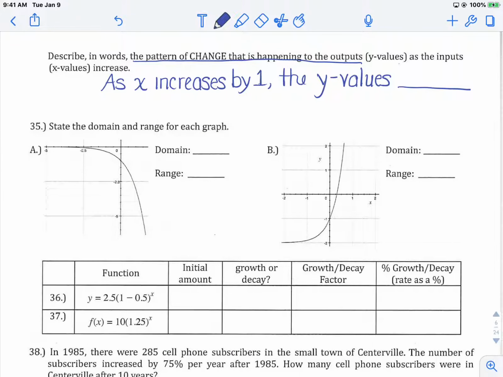35 and 36 get at that domain and range idea. So we'll do one of these, and then maybe you could go back to your own graph for the prior one and come up with domain and range. For all exponential functions, their domain is all reals. You can use anything as the power in an exponential function. However, all exponential functions have a limited range.